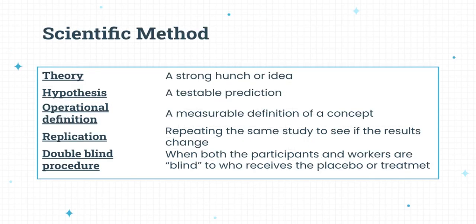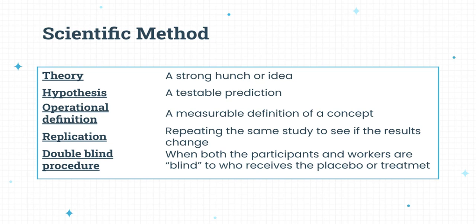Next is the scientific method. So, a theory is a strong hunch or idea. A hypothesis is a testable prediction, and an example of this would be if plants get water, they will grow faster. Operational definition is a measurable definition of a concept, such as deciding that you're going to define happiness by the amount of smiles.